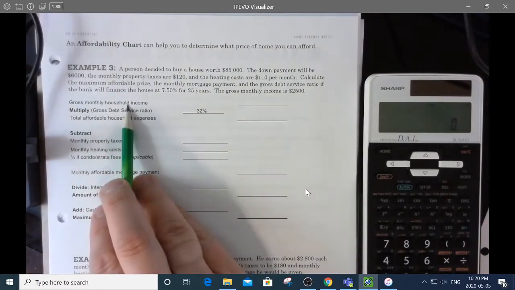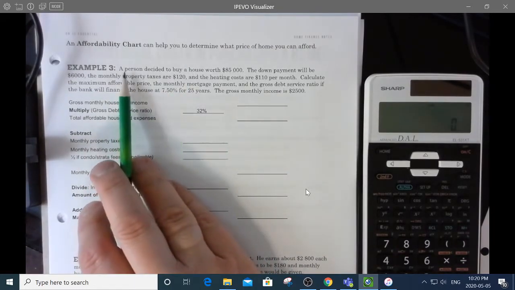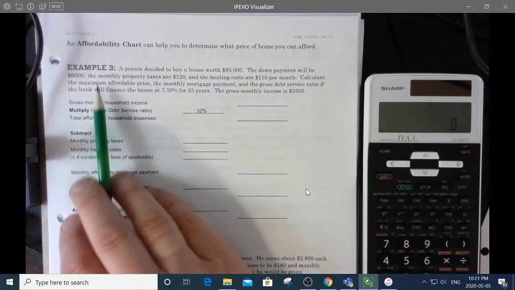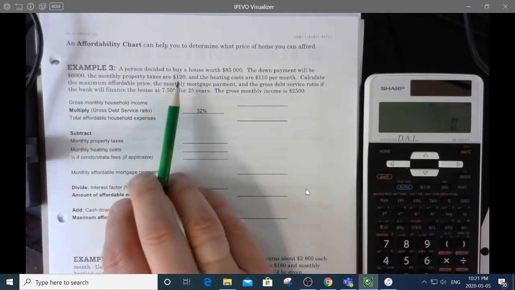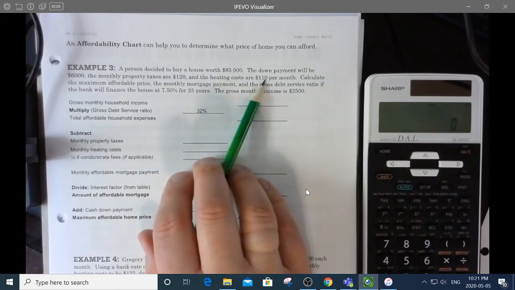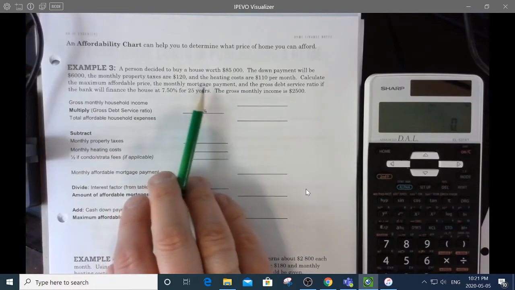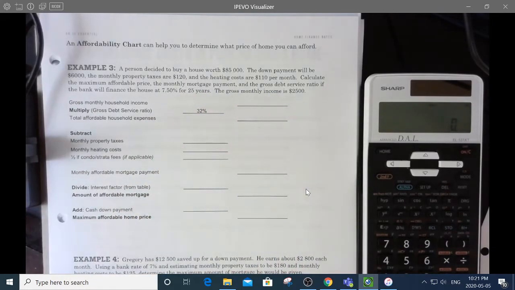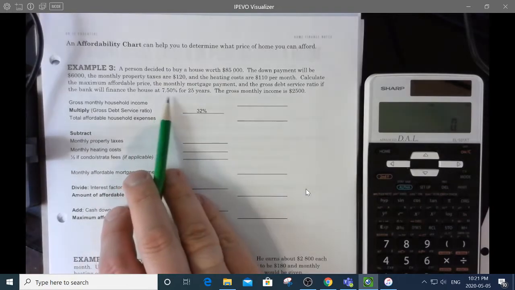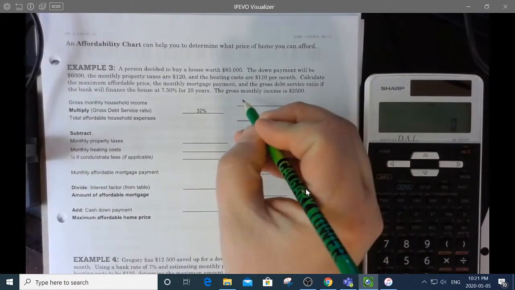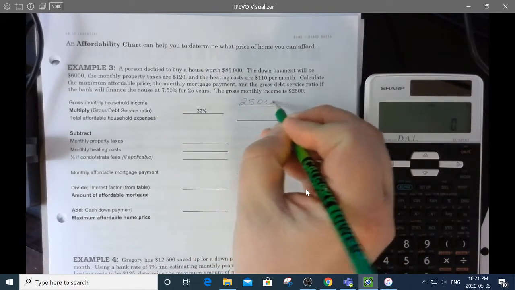What is their gross monthly household income? Let's read the whole question. A person decided to buy a house worth $85,000. The down payment will be $6,000. The monthly property taxes are $120. The heating costs are $110. Calculate the maximum affordable price, the monthly mortgage payment, and the gross debt service ratio if the bank will finance the house at 7.5% for 25 years. Okay, so their gross monthly income is $2,500, so that's going to go right here.